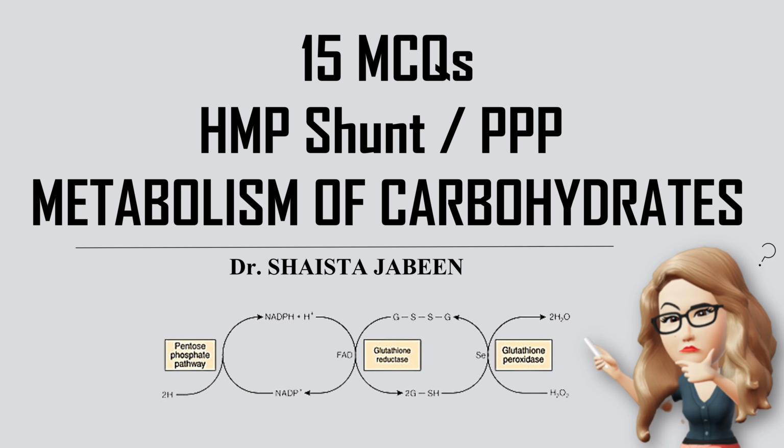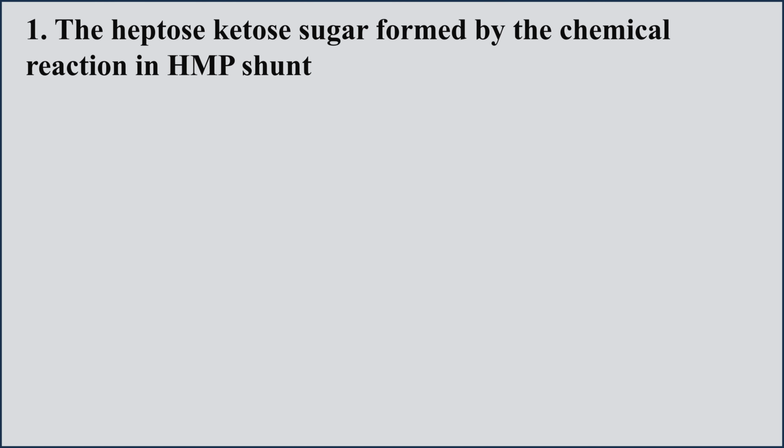Hey everyone, let's practice some MCQs on Hexose Monophosphate Pathway, also known as Pentose Phosphate Pathway. Question number 1: the heptose ketose sugar formed by the chemical reaction in HMP Shunt.